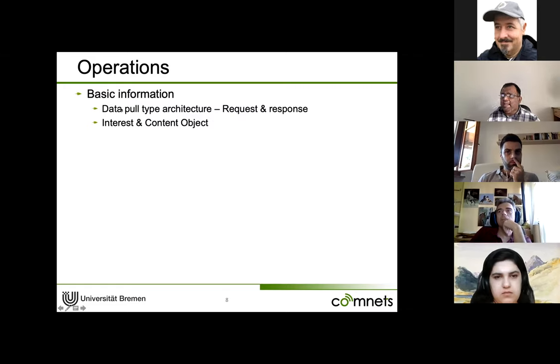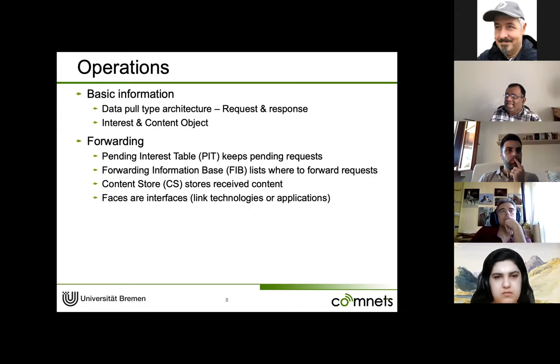So to summarize that idea, I said it is a pull kind of architecture. It uses interests and content objects, request response, right? It has, at the forwarding layer, these structures, right? The pending interest table is basically the place where you keep the breadcrumbs, right? You keep a track of all the breadcrumbs, and when the data comes back, you know, this was requested by somebody downstream, so I need to send this data downstream, right? Because the interest went upstream.